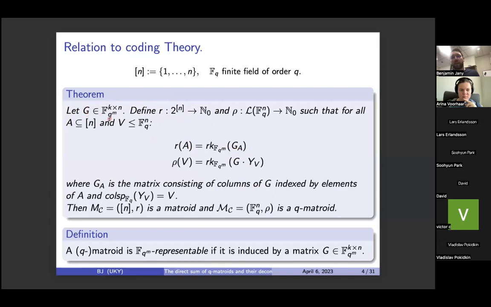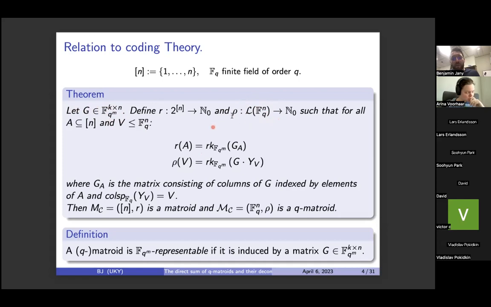And for q-matroids, it's a similar process, but now we need to consider a matrix G as being a matrix over a field extension of finite degree over a ground field F_q. So G has entries in F_q^m, and now the rank function of the q-matroid will be defined on the collection of subspaces of F_q^n. See how our matrix is defined over the field extension, but our q-matroid is defined over the collection of subspaces of the ground field.